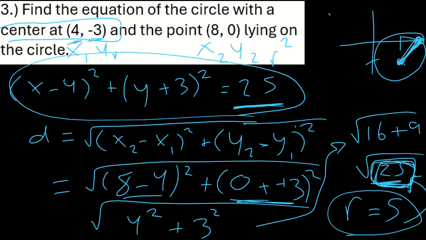And so this is what we have. We have a center at (4, -3), and we know that we have a radius of 5. And that's the equation of your circle. I hope this was helpful, and I'll catch you in our next video.